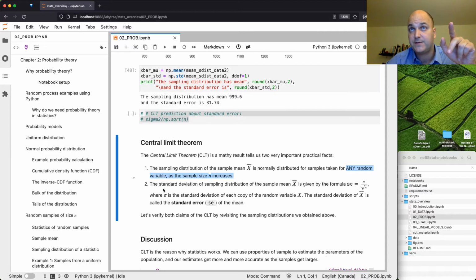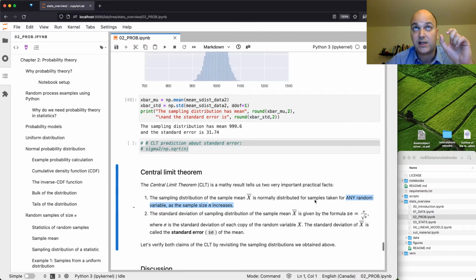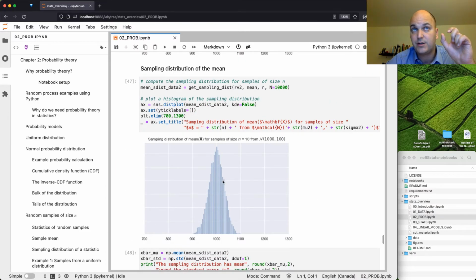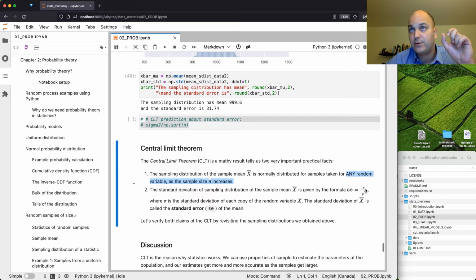The second half is even more precise. You know this width of the distribution? Well, if you know the variance or the standard deviation of the original random variable, then the standard deviation of the sampling distribution of the mean will be related with this formula. So as n increases, the width of the sampling distribution gets narrower and narrower.